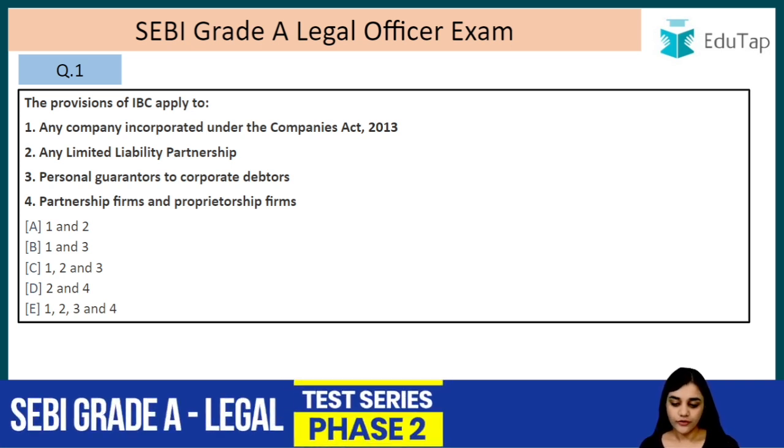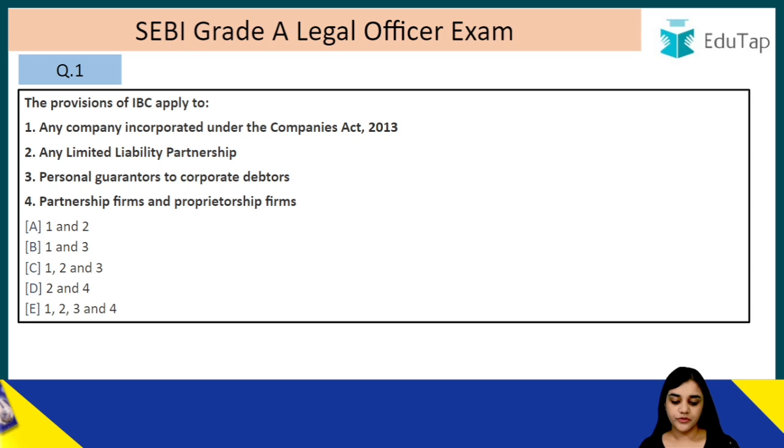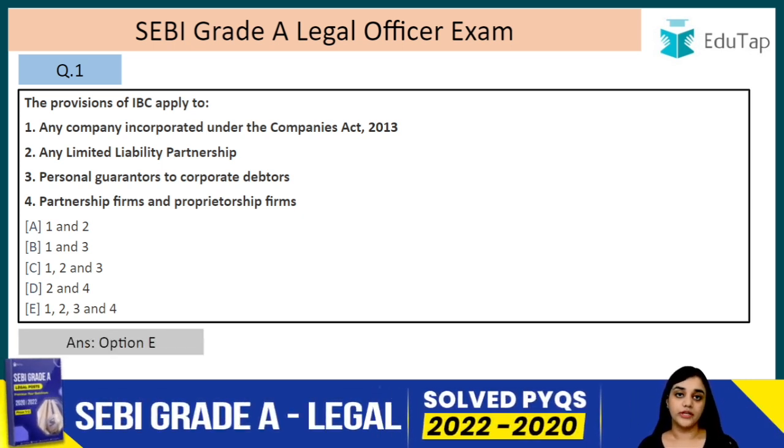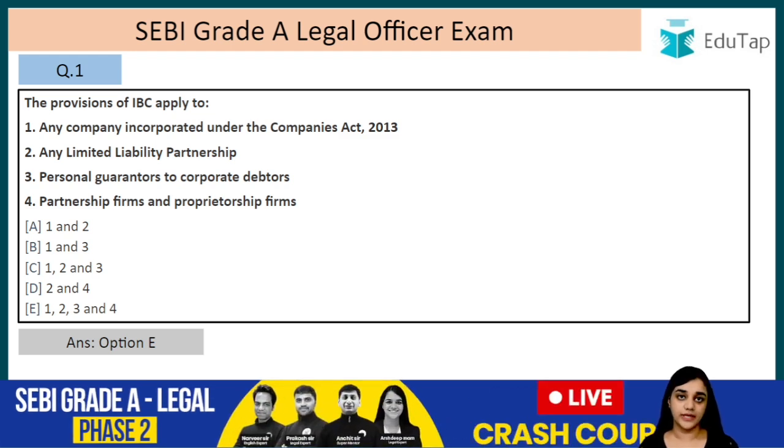The provisions of IBC apply to any company incorporated under the Companies Act 2013, any limited liability partnership, personal guarantors to the corporate debtors, partnership firms and proprietorship firms. So the answer is E, that is all of the above. IBC deals with the insolvency and bankruptcy of all of these, right? It includes individuals, LLP, partnership firm, company. So all of these are correct.